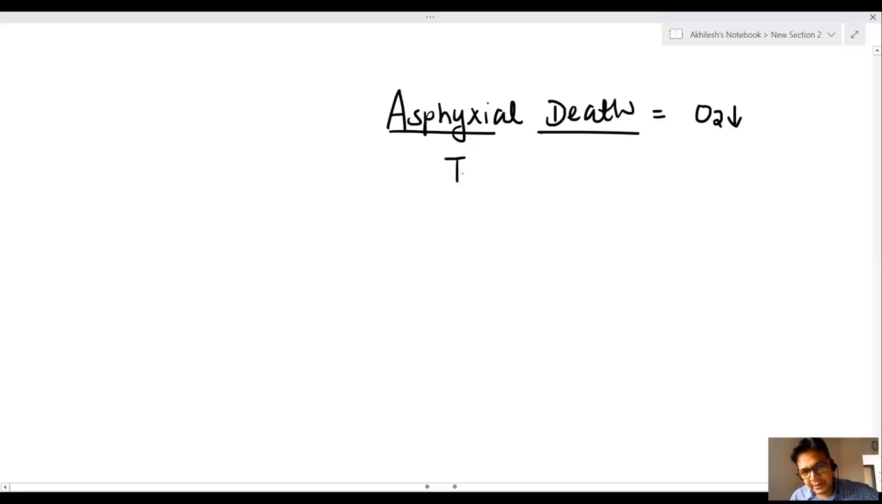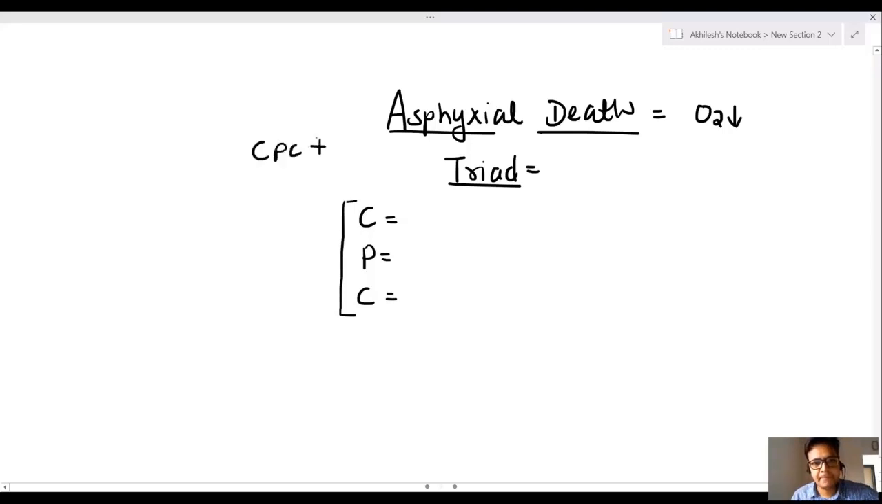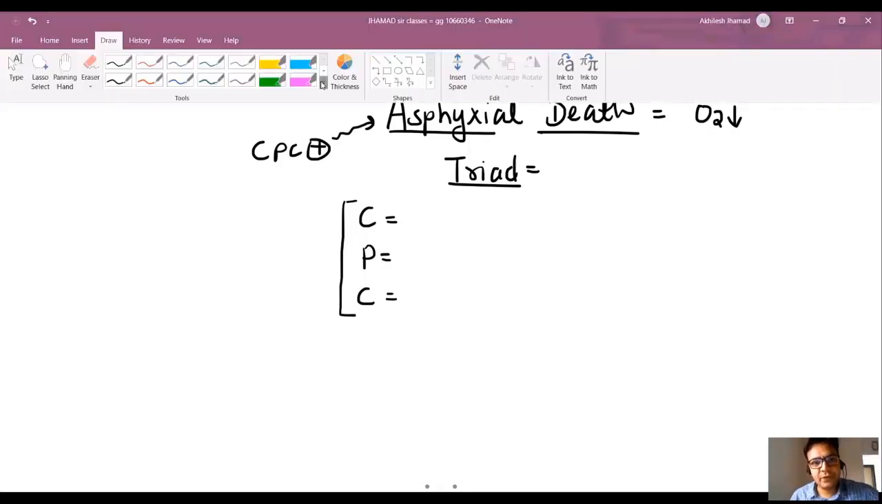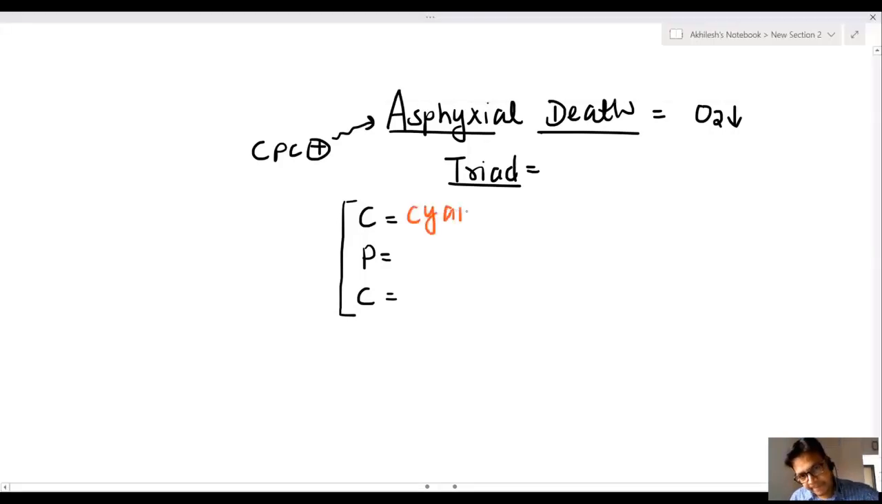Doctor, in asphyxial death there is a classical triad. This classical triad is known as CPC. So if CPC is present, that means there is asphyxial death. What is CPC? C for cyanosis, P for petechiae, and C for congestion. Cyanosis, petechiae and congestion, this classical triad is known as CPC.